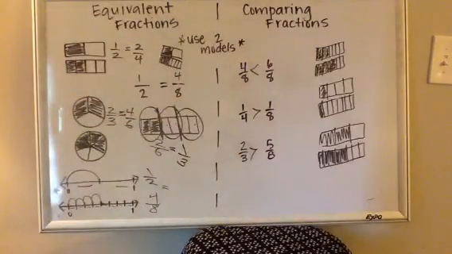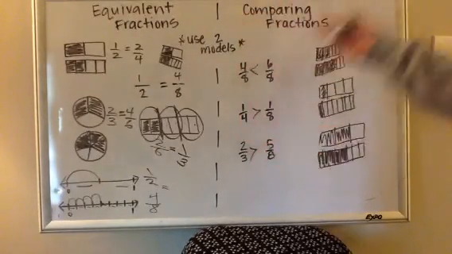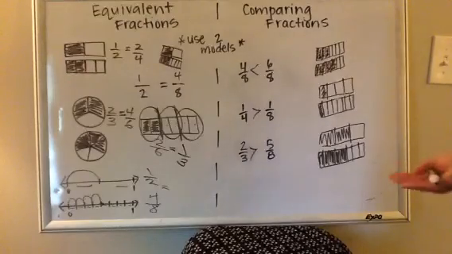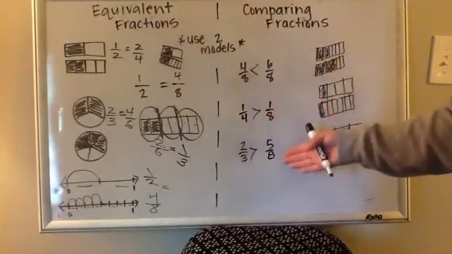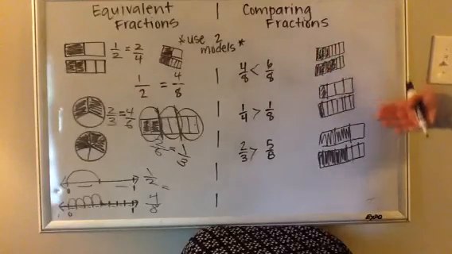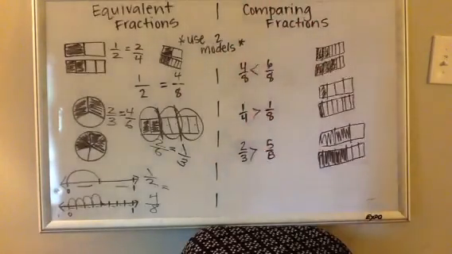All right, so use these as reminders for when you're doing equivalent fractions that do take up the same amount of space and comparing fractions that do not. And my biggest reminder, if you're given 2 fractions, draw 2 models, whether you use rectangles, circles, or number lines.